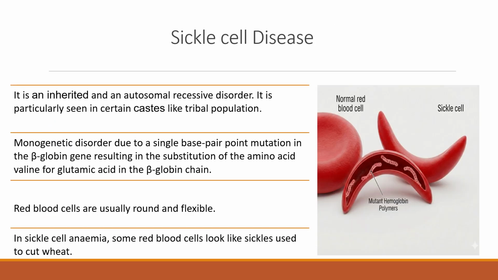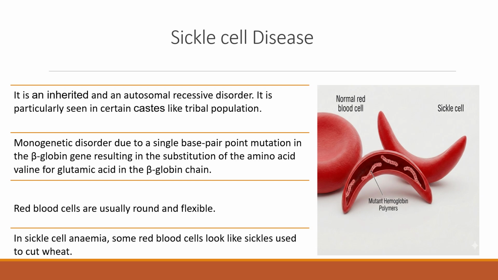All right, so what is sickle cell disease? Sickle cell disease is an inherited, autosomal recessive disorder. Kindly note that it is an autosomal recessive disorder and particularly seen in certain castes, like the tribal population in pockets of India. It's a monogenetic disorder due to a single base pair point mutation in the beta globin gene, resulting in substitution of the amino acid valine for glutamic acid in the beta globin gene.